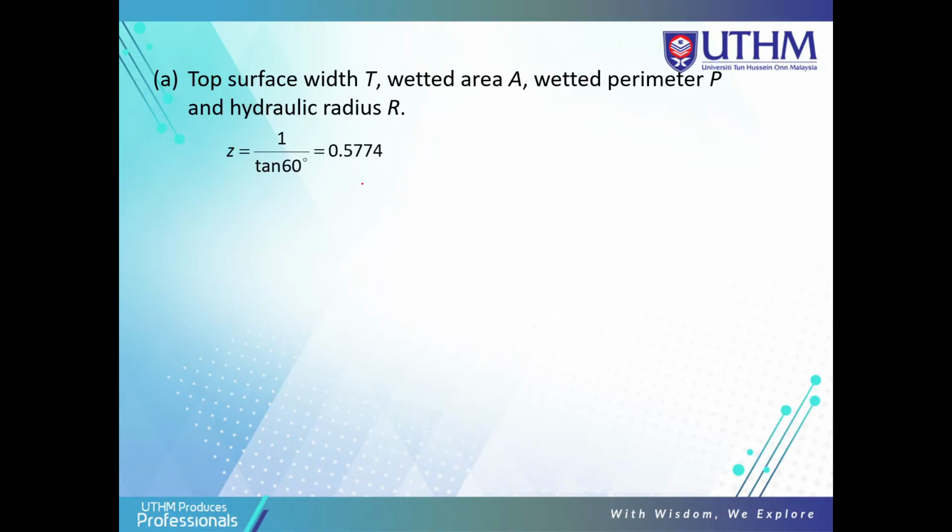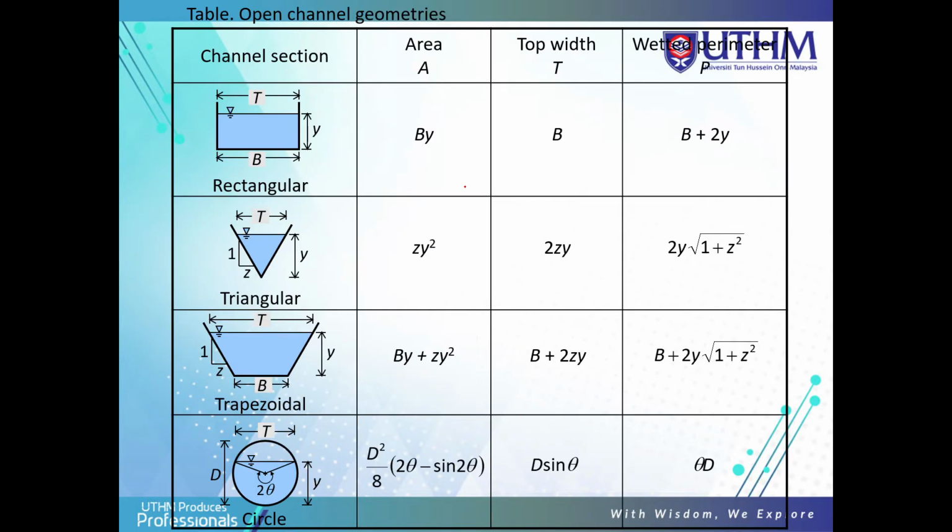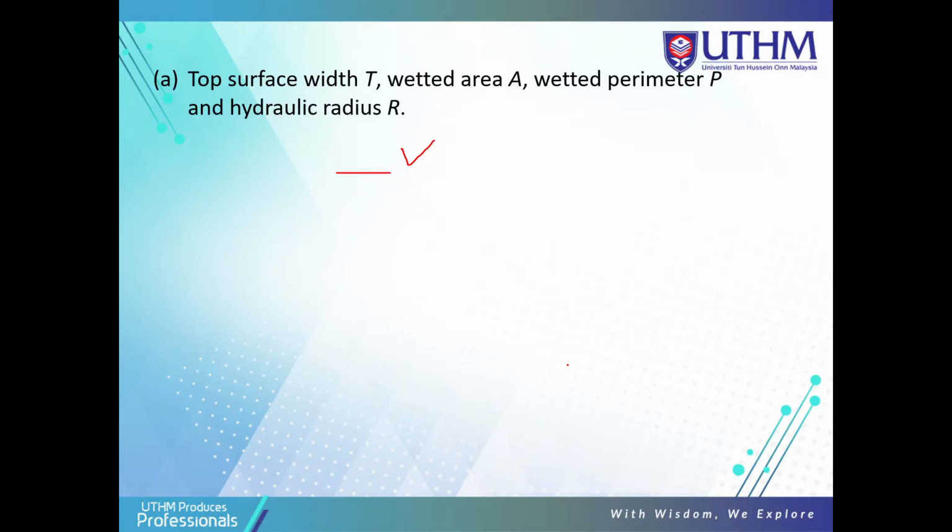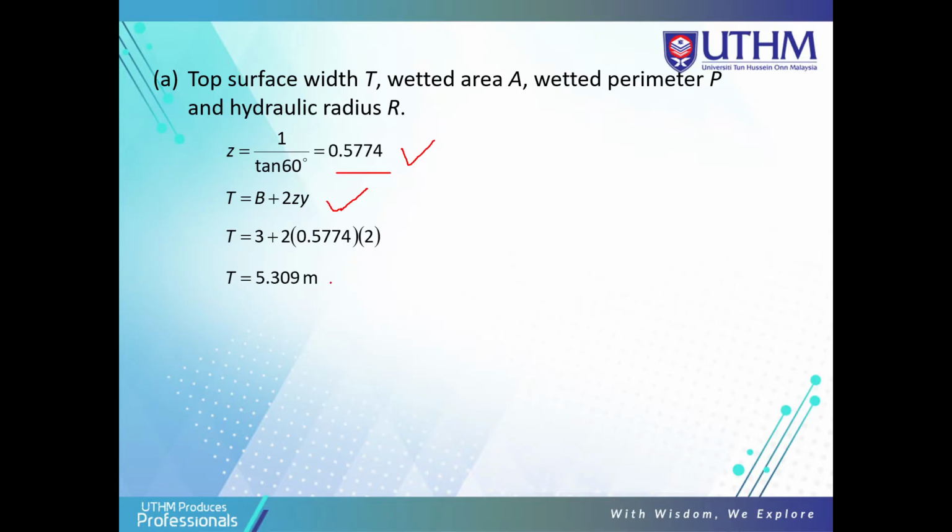So to get the value of Z, we use 1 over tangent 60 degrees. You get the value of Z as 0.5774. Now to get T, the top width of this trapezoidal channel, we use the formula B plus 2ZY. So T is equal to B plus 2ZY. Put in all the values here, and you get the value of T.